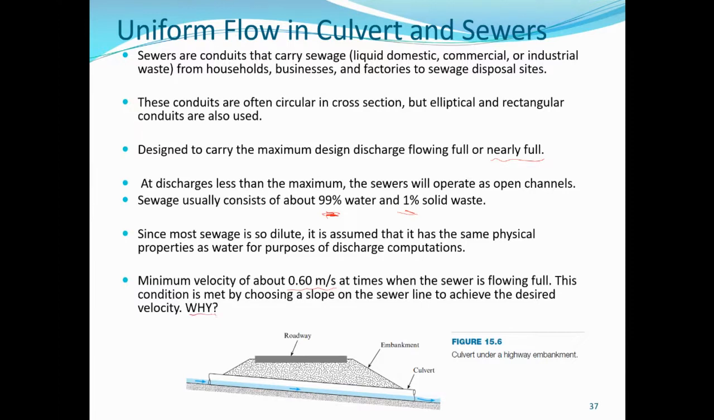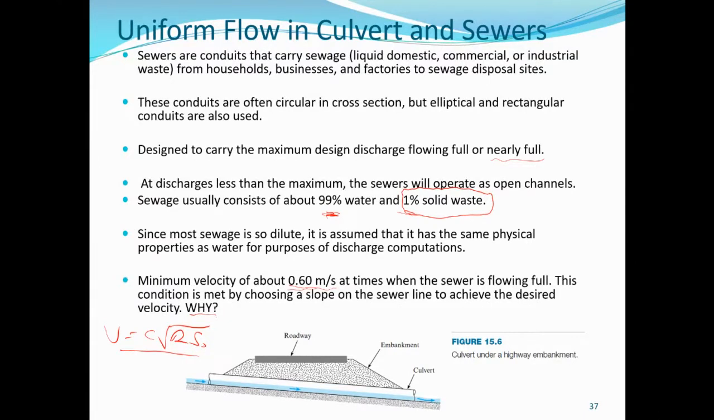Why? Because the slope controls the velocity. You have seen in the Manning's equation, V equals C√(RS). So the bed slope controls the velocity, okay? And why do we have a minimum velocity? To avoid deposition, because we have 1% solid waste. That solid waste, if you don't have adequate velocity to wash it away, can deposit on the bottom.